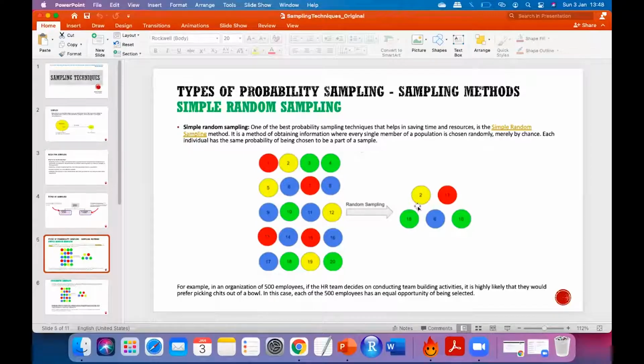Now let's assume that I have 20 balls of different colors. Red color balls I have 4, yellow colors 4, and similarly all different colors. The first thing I'm going to study is the types of probability sampling, and this sampling method is called simple random sampling. What is this type of sampling? This is also called random sampling. Now, all of you once in your life would have used this sampling.